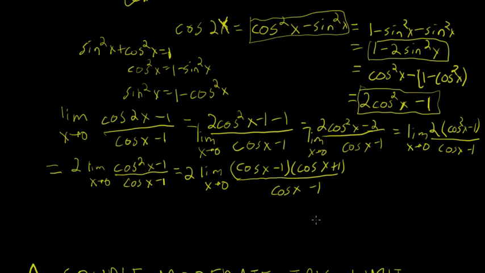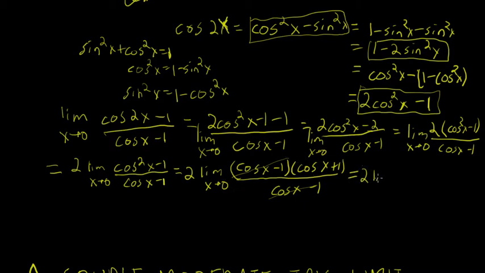So these cancel here, and we don't have to be concerned with division by 0 because we're concerned with what happens as x gets really close to 0 but not at 0 itself. When x is 0, cosine of 0 is 1. 1 minus 1 would be 0, but we're not looking right at cosine. We're not looking right at x equals 0.